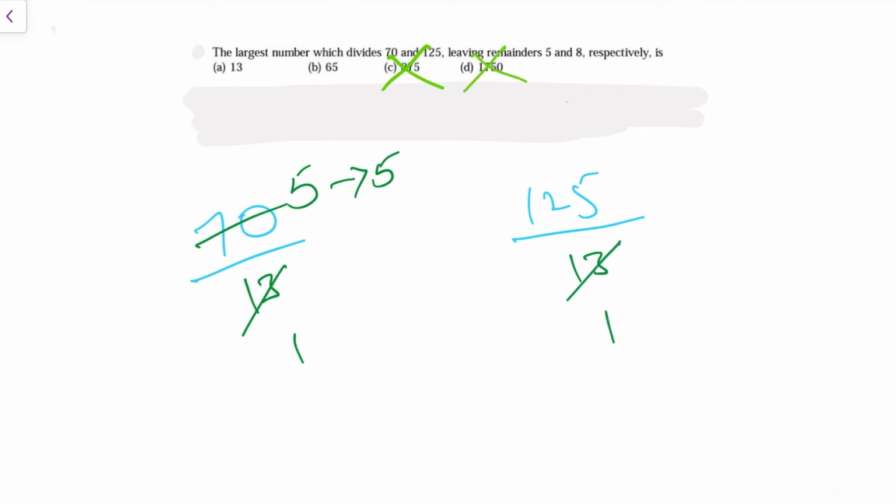13 1s are 13 and 13 9s are 117. So if I subtract from 125, I remain with 8. Yes, I am getting the correct answer. So option A is the correct option.